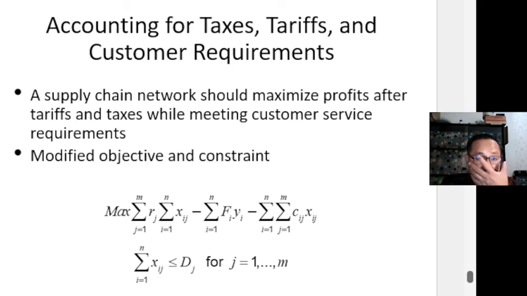So the network design model should be structured such that the resulting supply chain network maximizes profit after tariffs and taxes while meeting a customer service requirement. The model discussed earlier can be modified to maximize profit, accounting for tax even when revenues are in different currencies. So if R_j is the revenue from selling one unit in market j, the objective function of the capacitated plant location model can be modified like this.